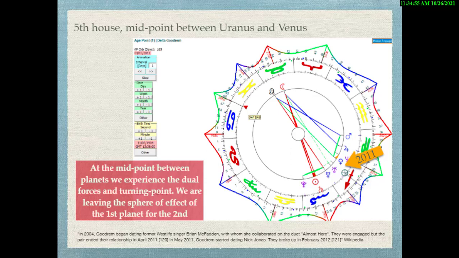So what do we have? At the midpoint between planets, we experience the dual forces and turning point, even with the age point system. So at this stage of the game, we are leaving the sphere of effect of the first planet and moving into the stage for the second. Uranus seeks security, but it does so through some disruption, creative insights.